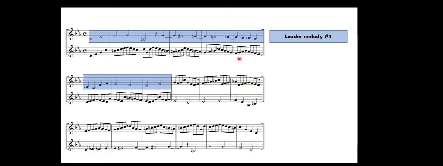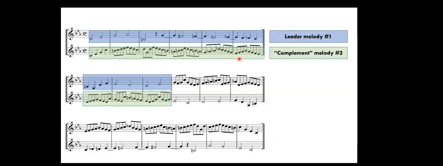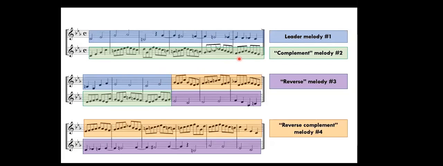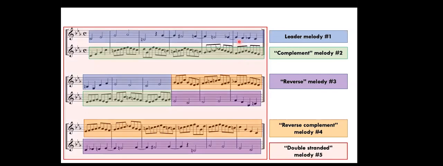And from the instruction of melody number one, a musician can develop or transcribe it into melody number two, the complement melody, melody number three, the reverse melody, and number four, the reverse complement melody. And of course, there's the double-stranded melody. And that, my friends, is the power of transcription.